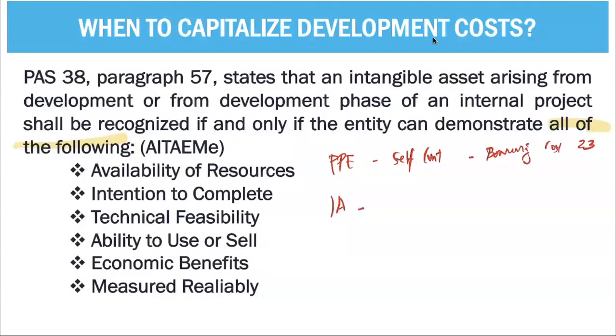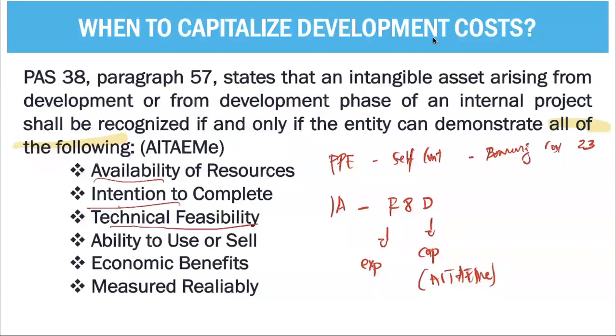But in intangible asset, we call it research and development. Research is expense. Development is capitalized if we have your ITIME, meaning availability of resources, intention to complete, technical feasibility, ability to use or sell, economic benefits, and measured reliably.